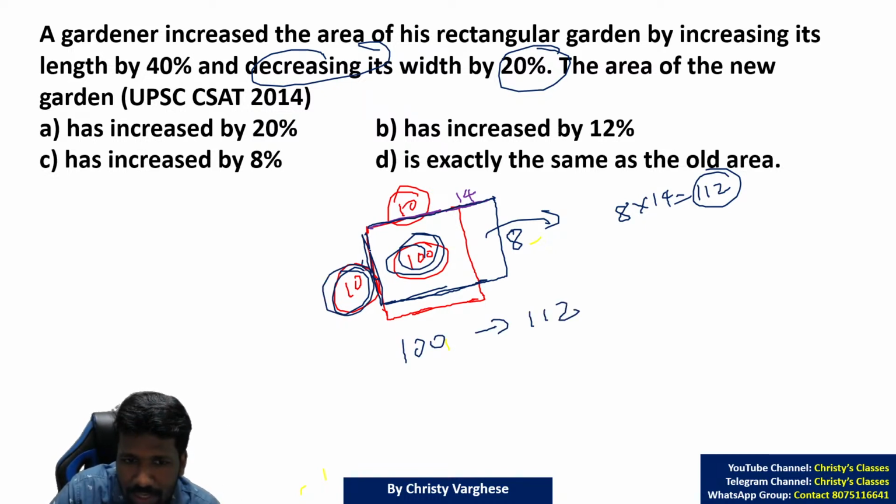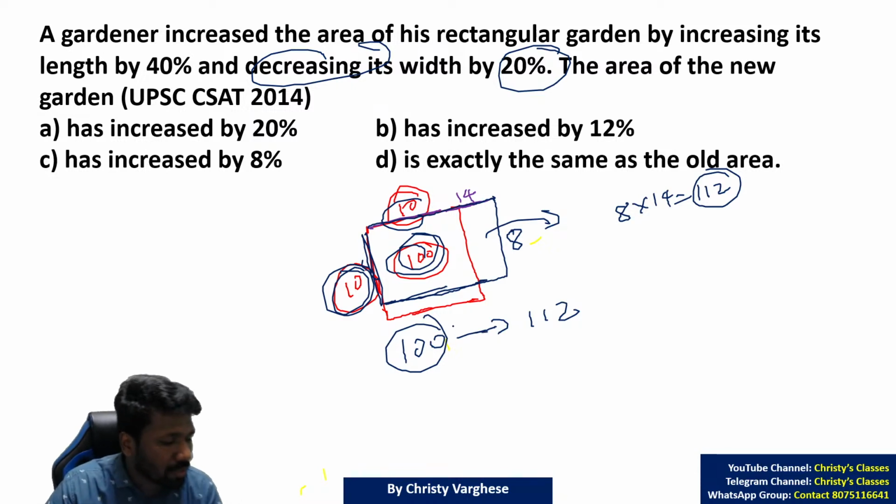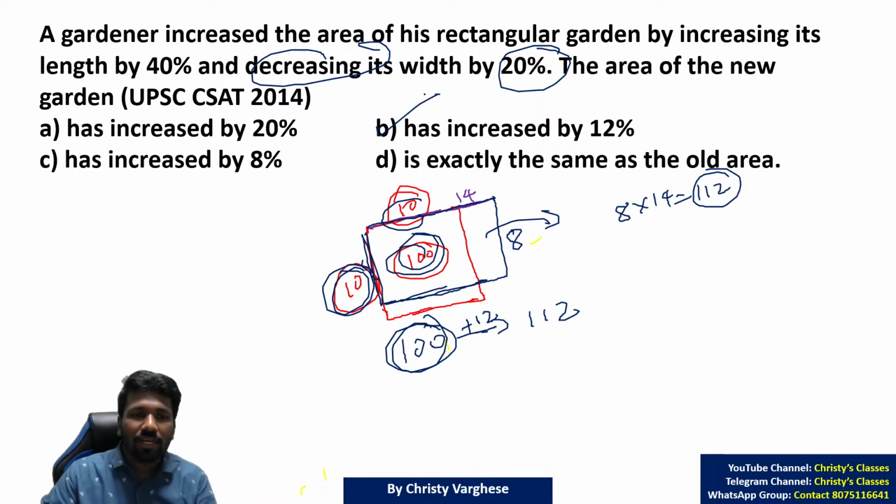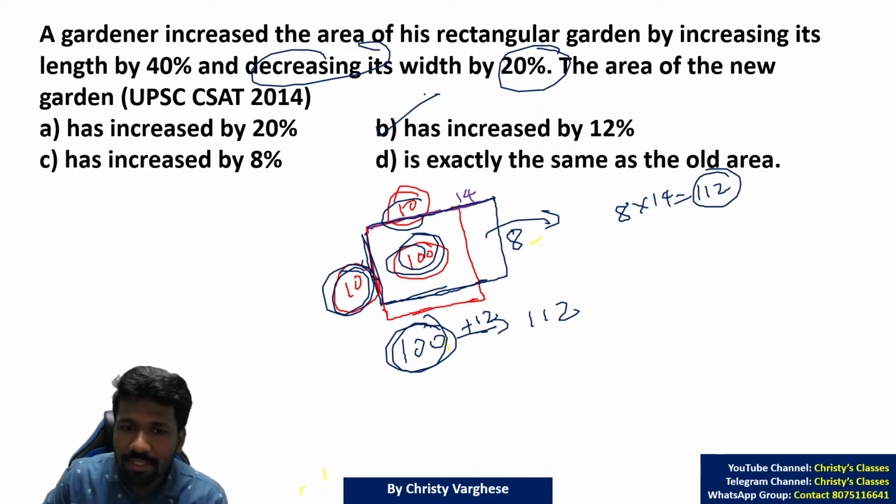This is why we took 10, because the area will be 100, and for 100 calculating percentage is super easy. So 100 becoming 112 means 12 increase compared to 100. In the percentage class I taught you how to compare percentage very easily. So it is 12% increase. Na? If you choose the right example, it is easier.